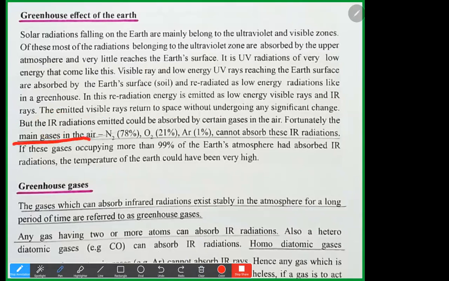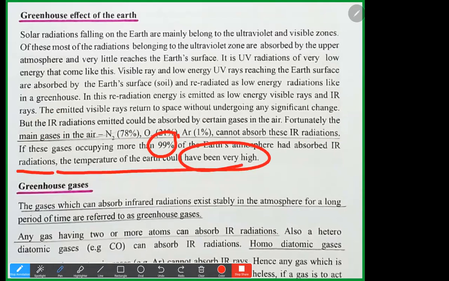Fortunately, the main gases in air are nitrogen, oxygen, argon. See, if nitrogen could absorb IR, we could not survive. They cannot absorb IR radiation. These are not absorbing IR radiation, remember. If these gases occupying more than 99% of the Earth's atmosphere had absorbed IR radiation, the temperature of the Earth could be very, very high.